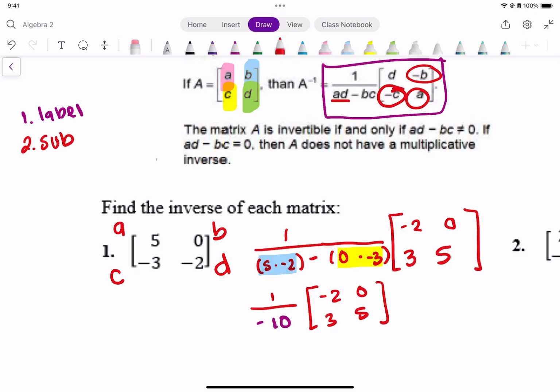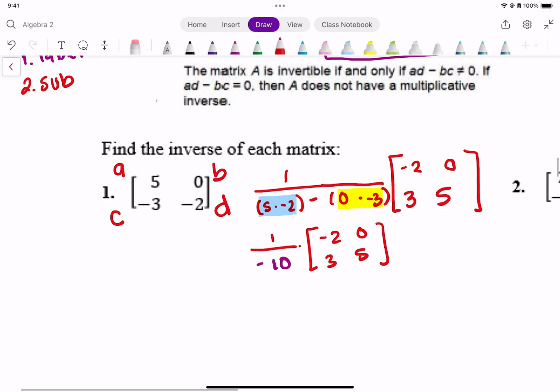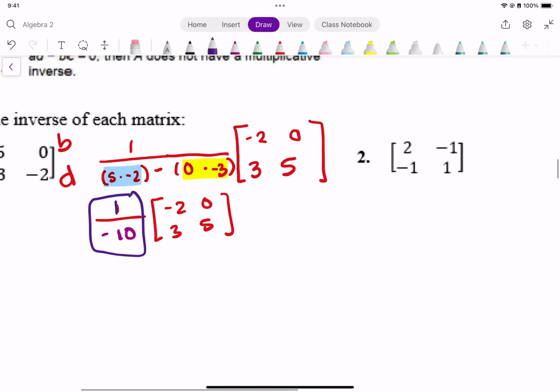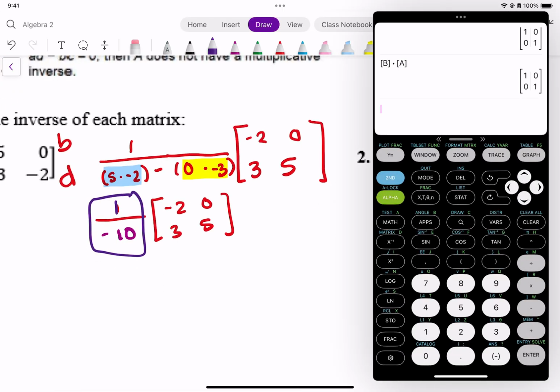our matrix. Once we're done, remember that we're multiplying these, and this is just scalar multiplication. So what happens here? We're going to multiply every single digit of that matrix times 1 over -10. Okay, so let's go ahead and try that.